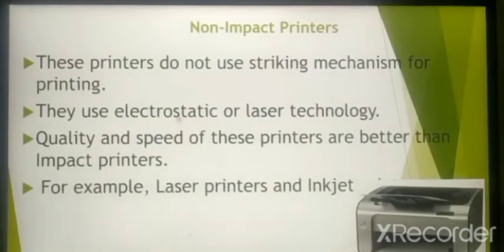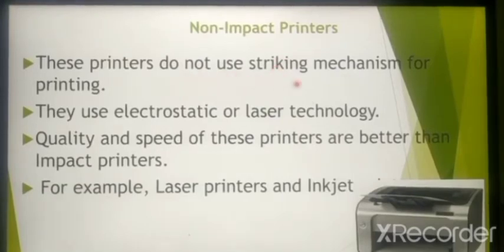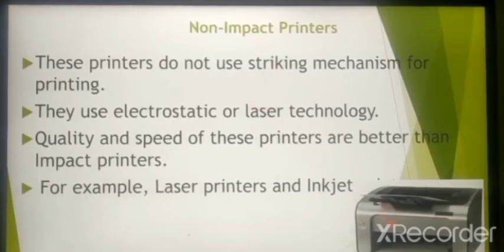Next we can see the non-impact printer. This non-impact printer does not have this striking mechanism. It is not using this striking mechanism. Here there is no hammer also. This is the image of a non-impact printer, which is a laser printer.